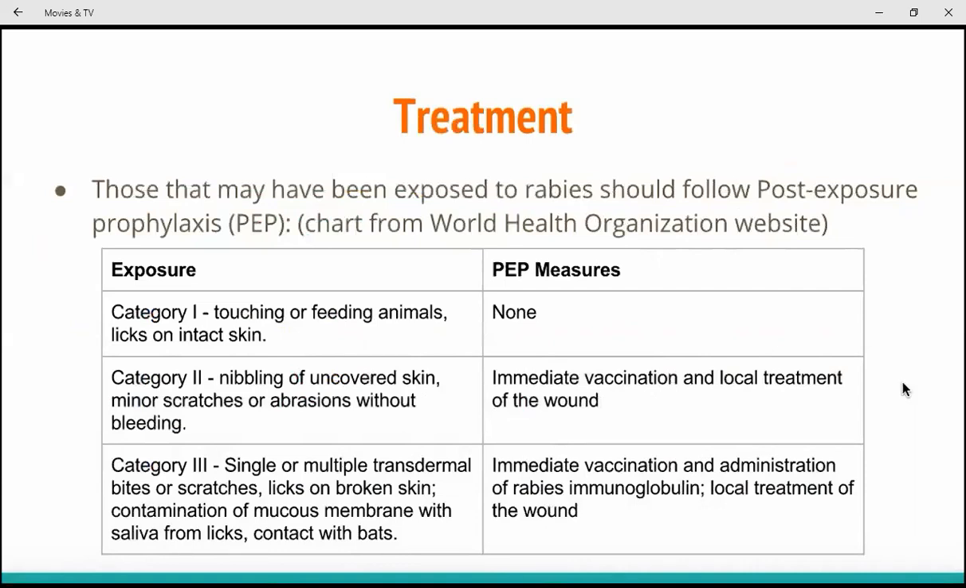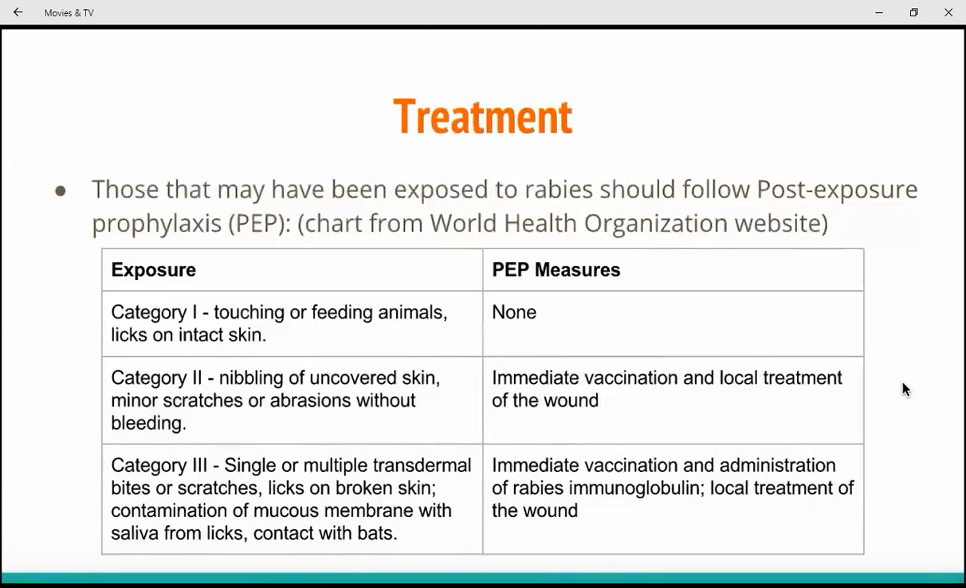The Category 3 exposure would be transdermal bites or scratches, licks on broken skin, contamination of the mucous membrane with saliva from the infected animal, or any contact with a bat. The PEP response to Category 3 exposures is immediate vaccination with the active vaccine, and then follow it with the rabies immunoglobulin. The rabies immunoglobulin is the passive version of the rabies vaccination. And in addition to that, they need to do local treatment of the wound.